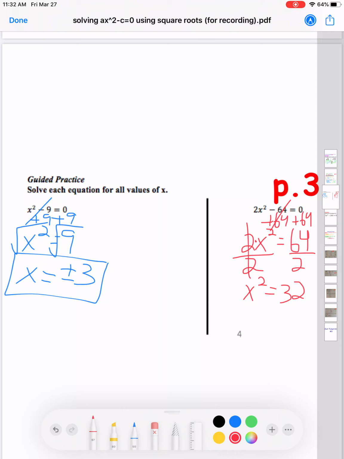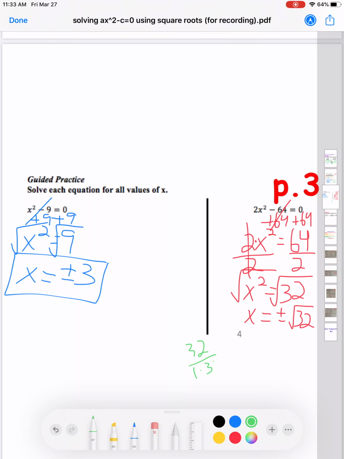Now again, we try to get rid of the square by taking the square root, since that is its inverse operation. We're just left with x equals. Now we don't know what the square root of 32 is yet, because 32 is not a perfect square. So for now, I'm just going to write plus or minus the square root of 32. But now again, we don't just stop here. We always quickly ask ourselves, well, what are those factors of 32?